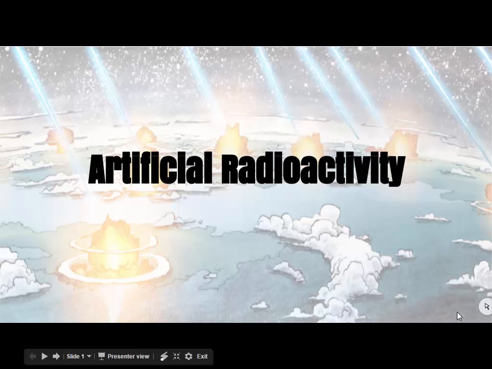Today's lesson we're going to be talking about artificial radioactivity. We've discussed alpha and beta decay, and those occur naturally on Earth. But there's other ways we can create radioactive elements or even new elements through a process called transmutation, which is a form of artificial radioactivity.